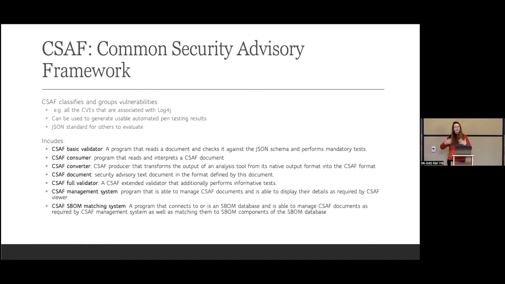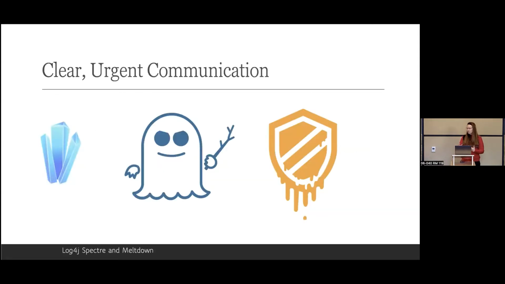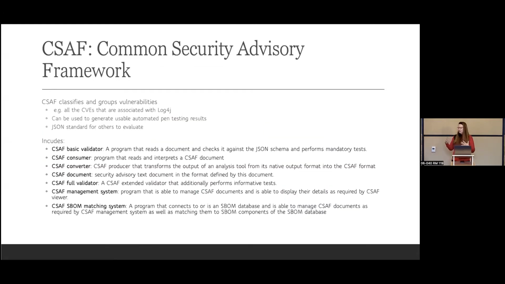This is where the Common Security Advisory Framework comes in. It classifies and groups vulnerabilities. Each one of these icons is actually a set of CVEs, each of which has its own ranking that together illustrate a dangerous vulnerability. Well, now we have the Common Security Advisory Framework, and it includes all these things that we're going to see for SBOM, right? A validator, something that interprets the JSON that's the CSAF so that you can read it, and a management system that can display the details.